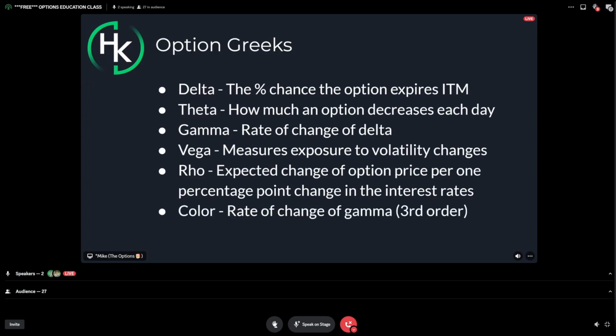Color, it's the rate of change of gamma, even more confusing. But charm is the last one I'll go over, which is delta decay. The thing you need to know about charm is that far out of the money options have the highest charm. So the further out of the money the option is, the more the delta will decay.